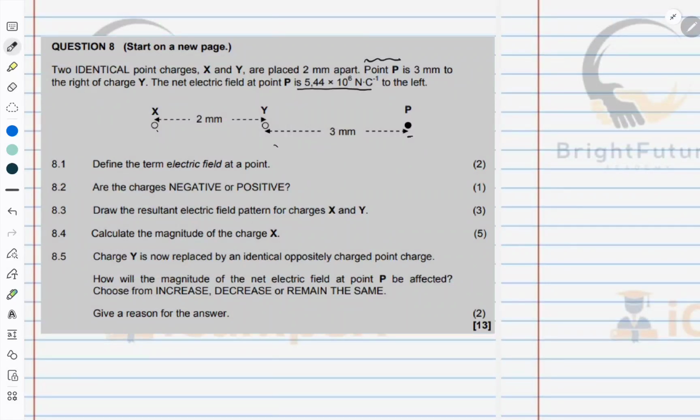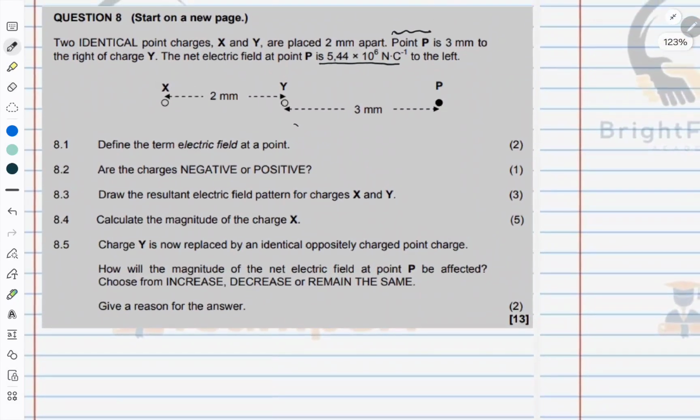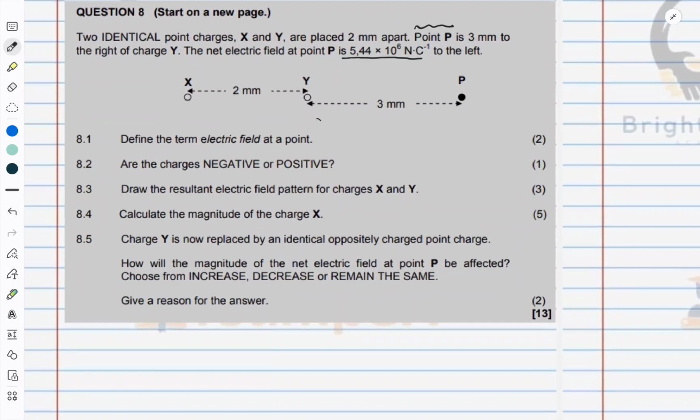Remember, the net electric field at point P, it means we evaluate the electric field produced by X when we are looking at it from point P, and then we evaluate the electric field produced by Y at point P, right? And then we add these two together to find the net electric field at point P. That's why it's important to read carefully. Great. So now let's get to answering problems. We have broken down the question at this point.